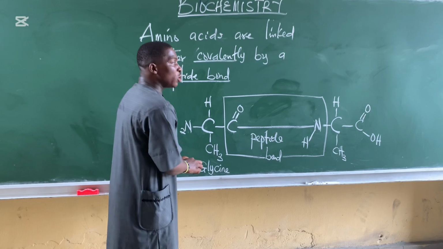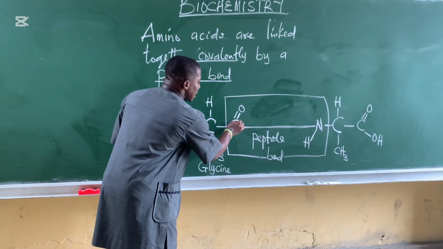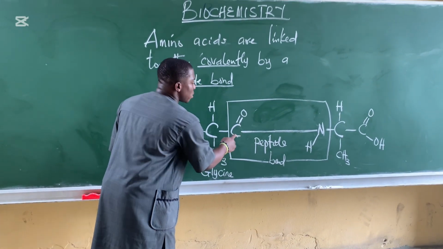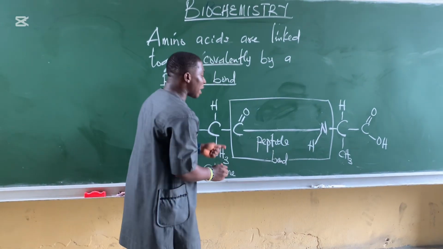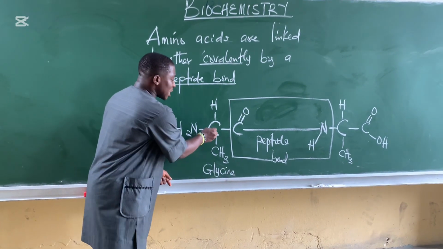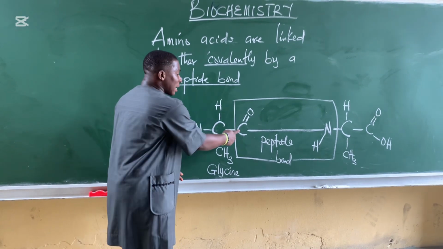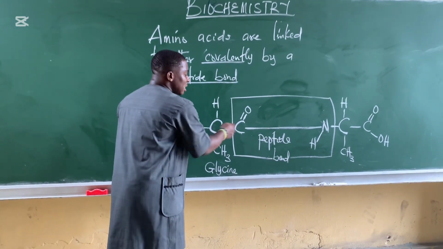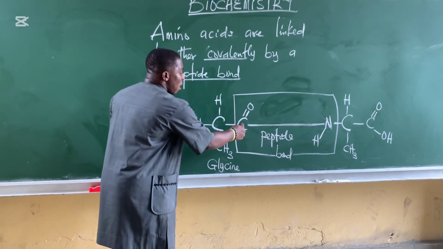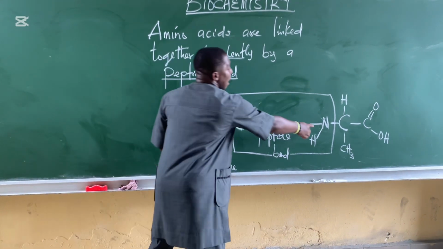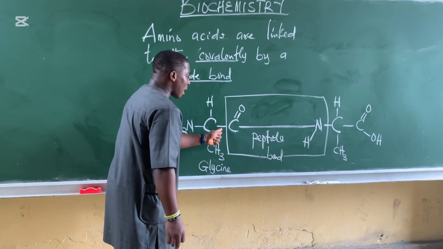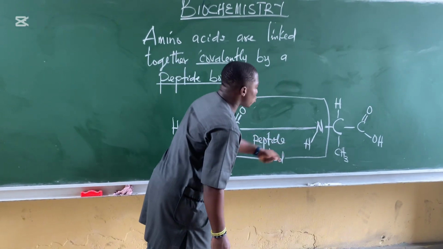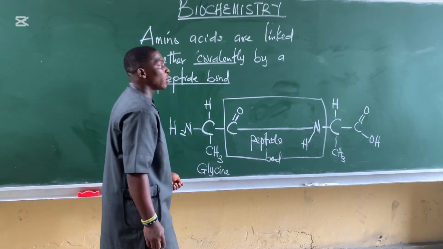A peptide bond is formed between the alpha carboxylic group and the alpha amino group. Why is it called alpha carboxylic group? Because this is the alpha carbon, and the carbon that is attached to this carboxylic functional group. So this is the alpha carboxyl group and alpha amino group. The condensation between this alpha carboxylic group and the alpha amino group forms the peptide bond.